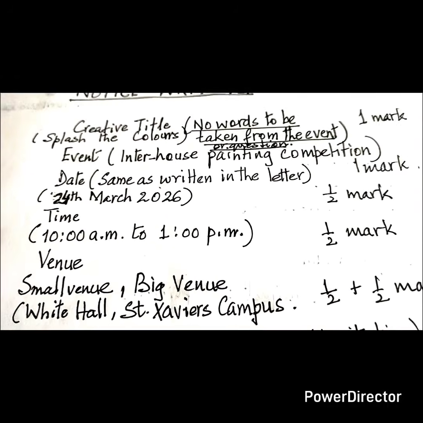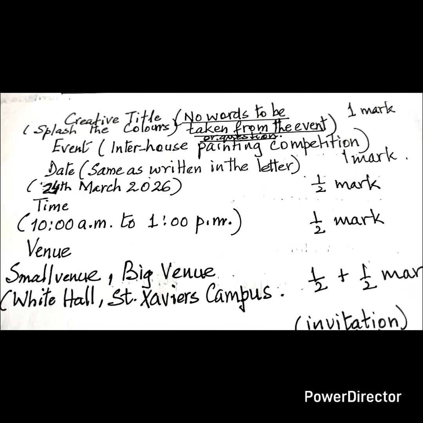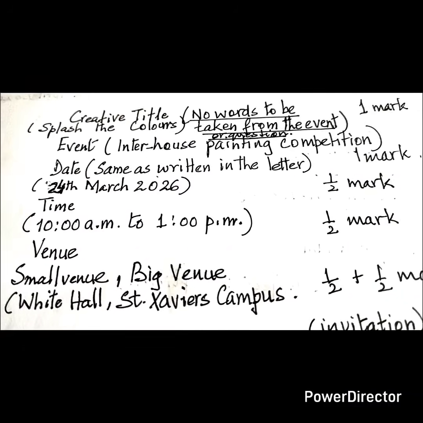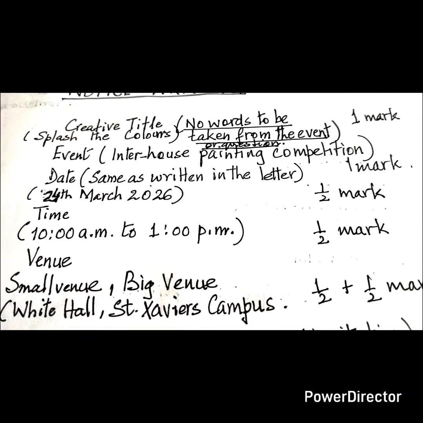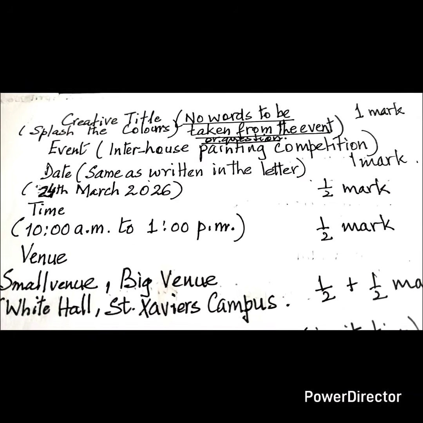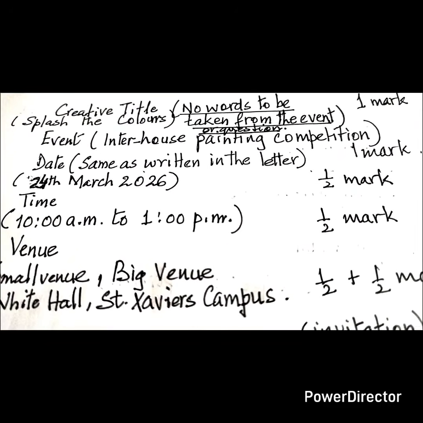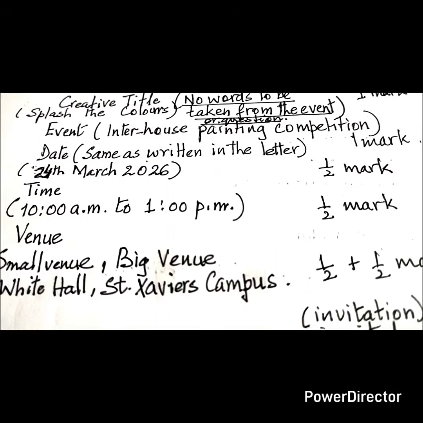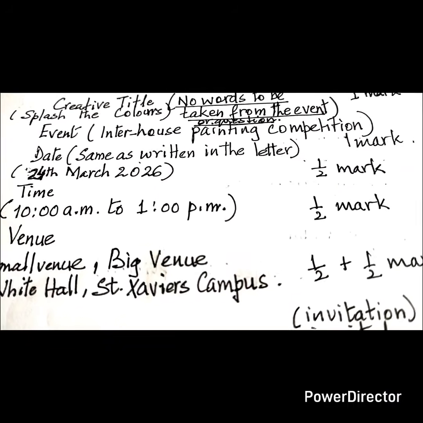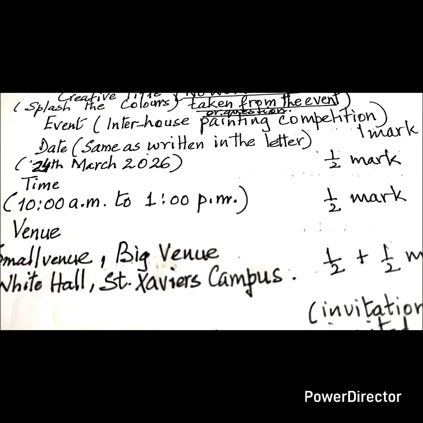Next line, we write down the event. Inter-house painting competition or inter-school painting competition. Both the creative title and the event carry 1 mark each. Next line, we write down the date, which is written same as we write in the letter.